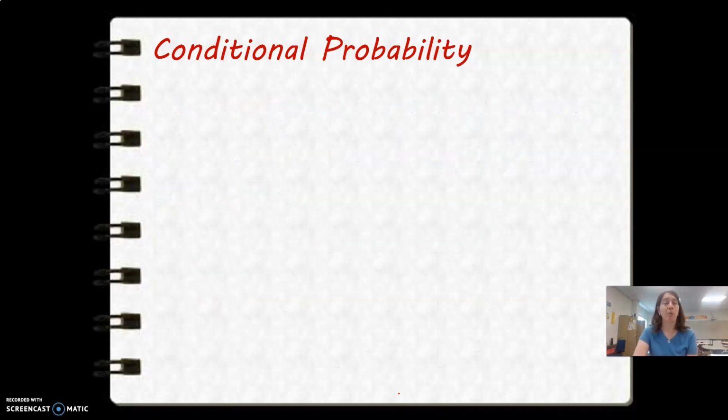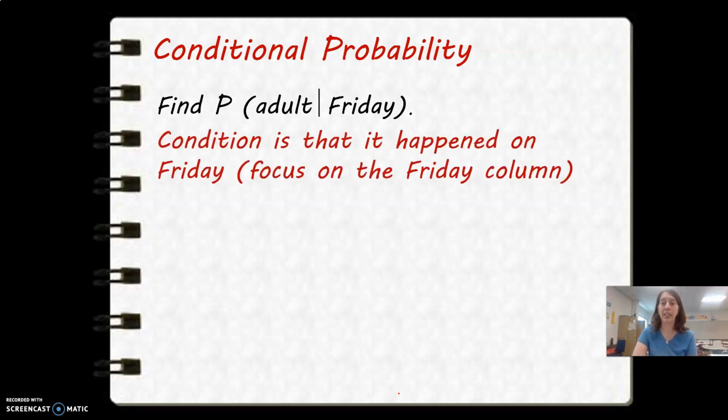Now, the first question that we'll be answering together says we're supposed to find the probability of an adult, and then there's that slash mark that we looked at yesterday for conditional probability. So, an adult given that it's Friday. What's the condition that we have on this question? The condition is that it happened on Friday. So we're going to be focusing on the Friday column that you drew out in your notebook.